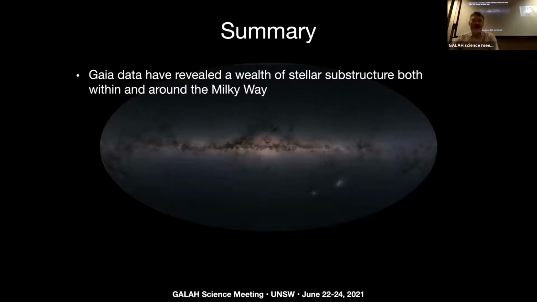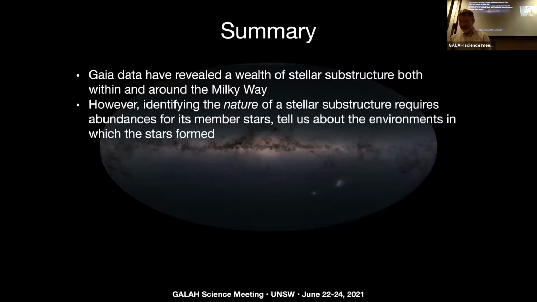I'll go slower. All right, so the Gaia data have revealed a wealth of substructure both within and around the Milky Way, as I mentioned, but it's important to really identify the nature of what you're looking at, what that substructure is. And for that, you really need the abundances for the member stars, because these tell us about the environments in which the stars formed. Was it a dwarf? Was it a globular cluster? Was it, in fact, just something in the disk that has been perturbed?